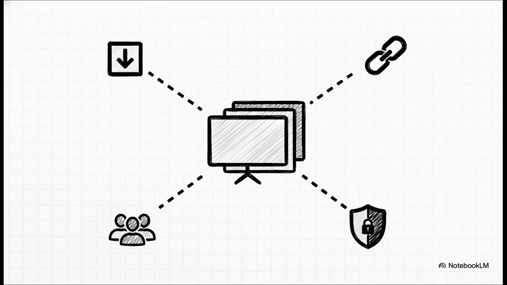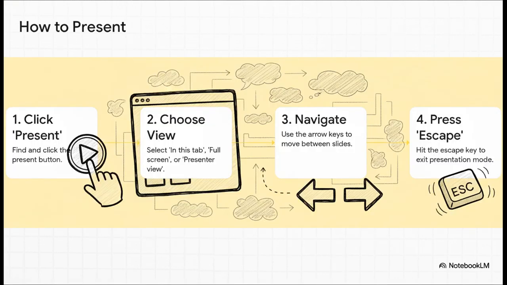Now, exporting to a PDF for PowerPoint is a pro feature, but honestly, sharing the live link is a great way to go. And when it's time to present, it's literally just one button. You click present, and you're good to go. I actually really like that you can present right inside your browser tab, full screen, whatever you prefer. You just use the arrow keys to go back and forth, and when you're done, you hit escape. That's it. Super clean, super simple.